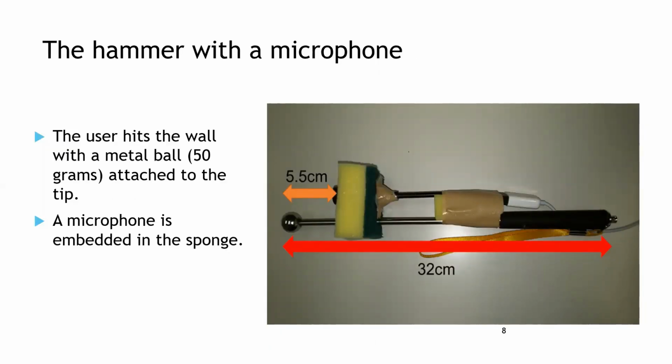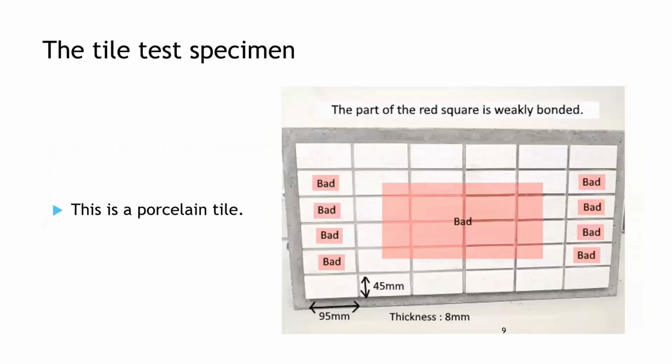This picture shows a hammer with a microphone to pick up the impact sound. This picture shows the tile test specimen used. The material of the tile is porcelain. The part of the red square is weakly bonded. The weakly bonded parts are like the flaking of tiles.